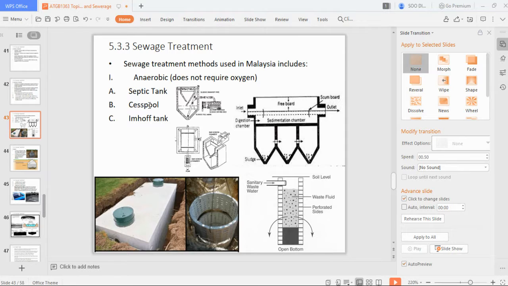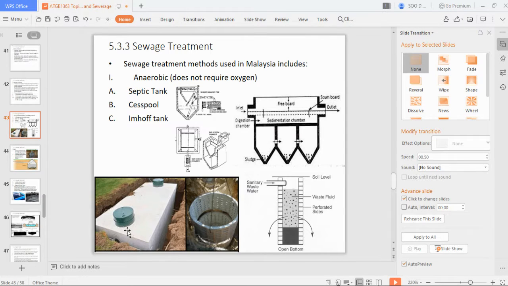There are three examples available for the treatment that does not require oxygen. The first is a septic tank. This isn't really a treatment method, it's more of a storage method. The septic tank is what we had in the olden days, when we still didn't have the concept of treating the wastewater. So we have a very big tank installed, which is the septic tank. It can be installed underneath, near the building, where all the wastewater can flow into it.